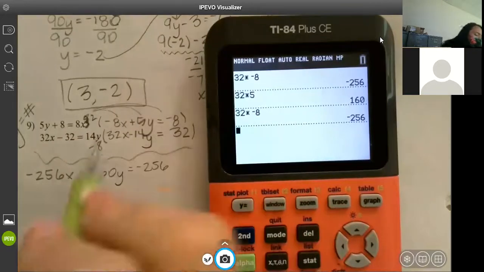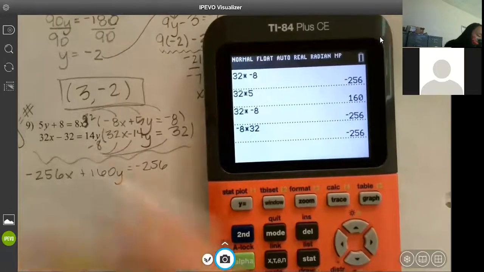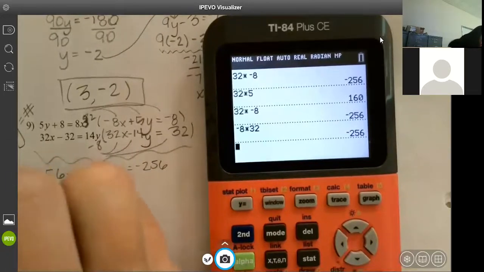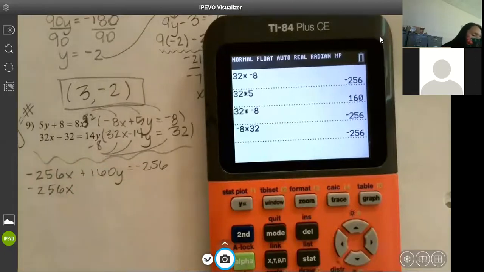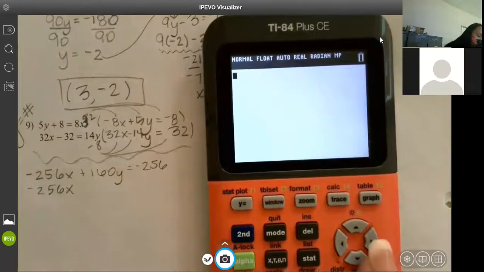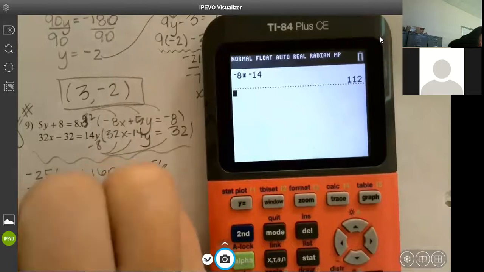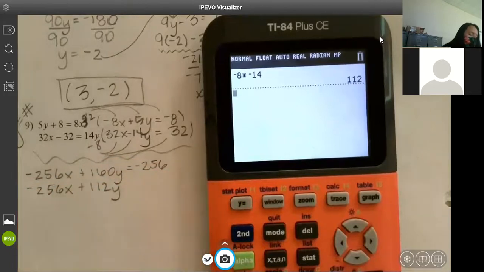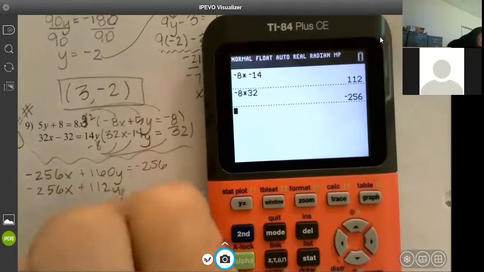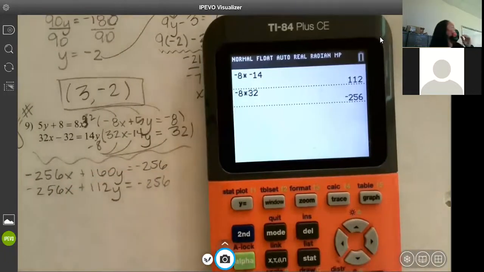Do the same thing on the bottom, multiply. -8 times 32, which we've done a couple times, should be the same number. Otherwise, you're doing it wrong. Okay. -8 times -14. Sorry, I hit something weird. -8 times -14 is a positive 112y. And then -8 times 32 is -256. Is everybody okay with the multiply? That's what we did yesterday.